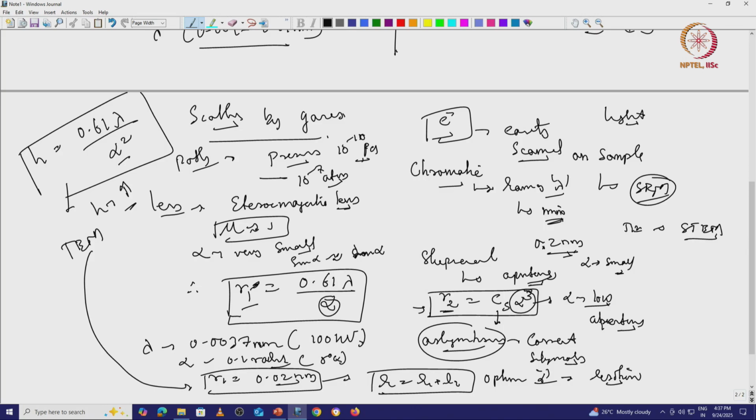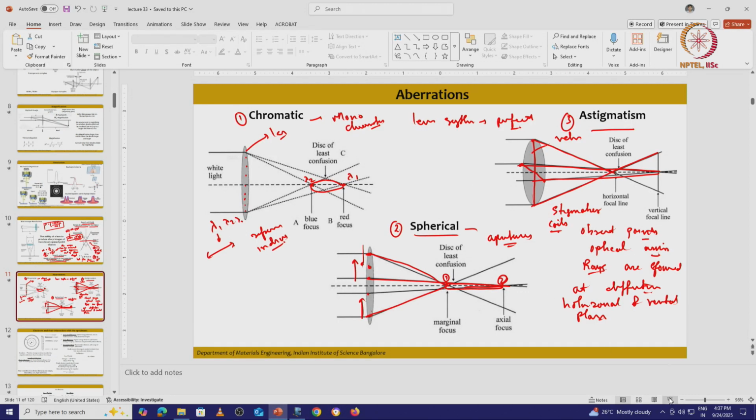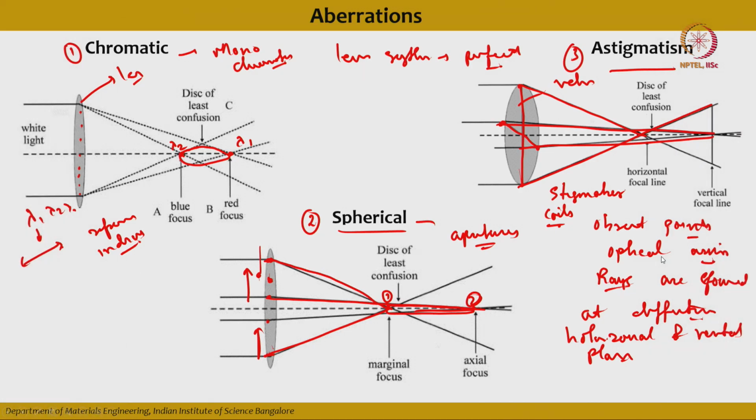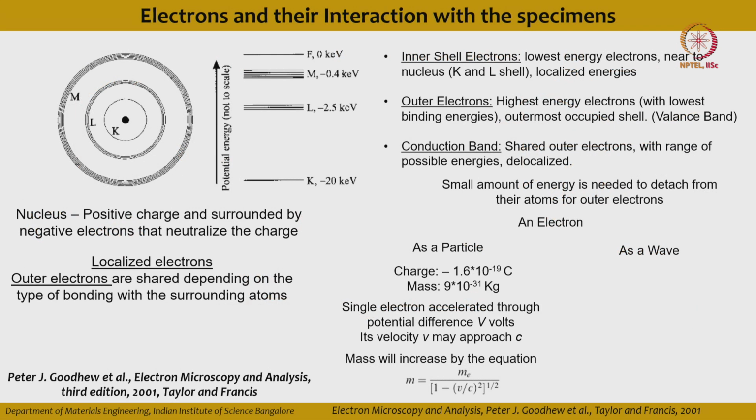Fine. Now what we do is, the next part is how to generate an electron beam. First we need to understand the electron interaction with the specimens.